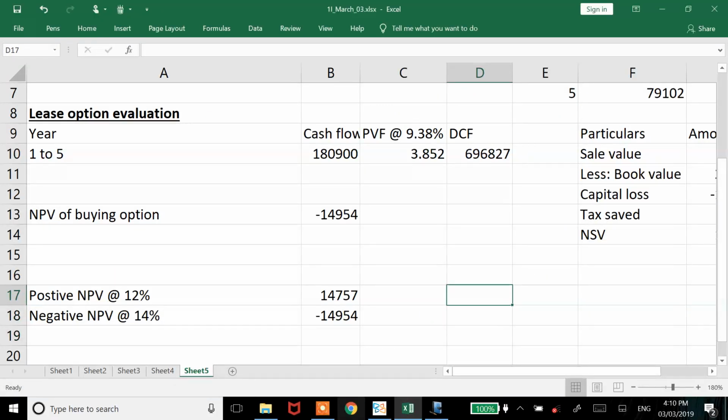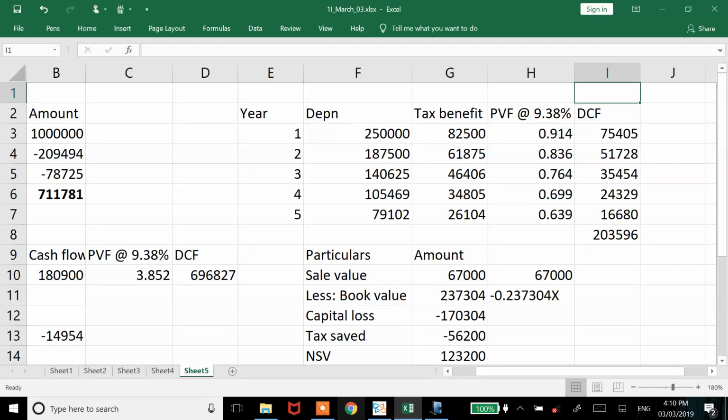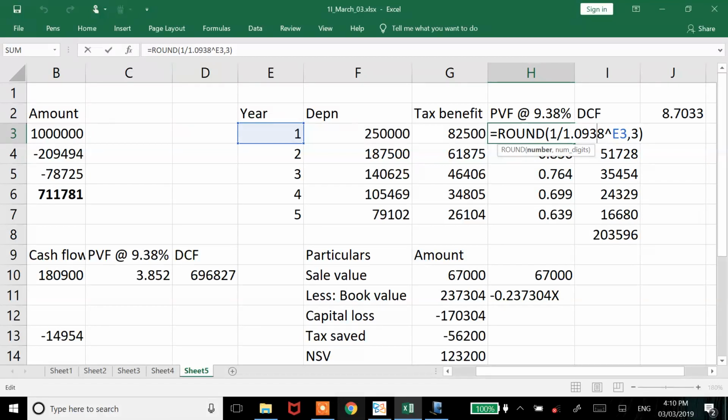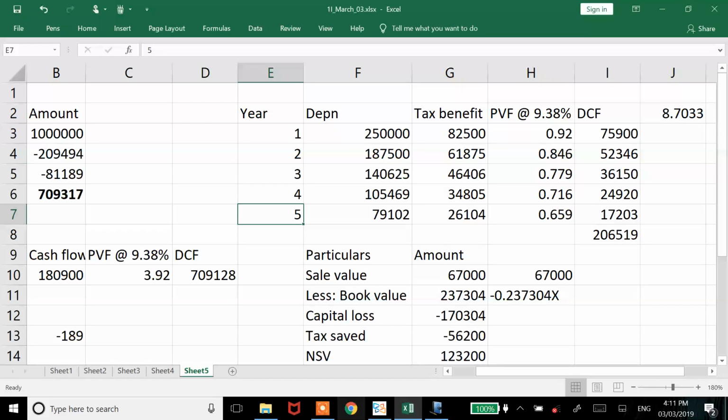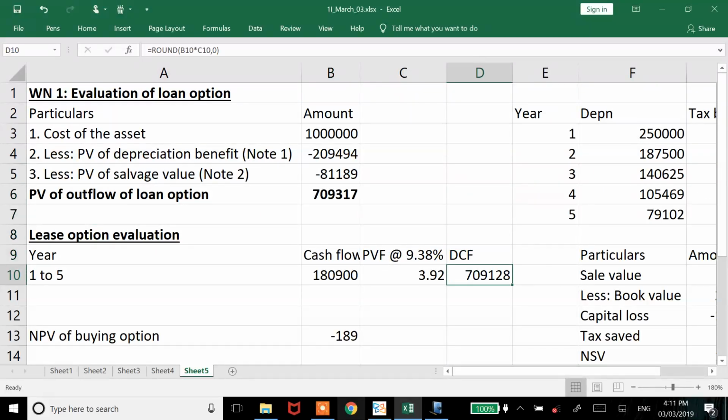Now just for verification purposes, if I change it to 12.99, 12.99 into 67% is 8.70%. If I make the discount rate 8.7033, this is how the factors will look, and both will look the same now. 709,128, 709,316, small differences because of rounding off. Otherwise both remain same at that level. Any doubts on this? Clear? So with that, leasing is over.